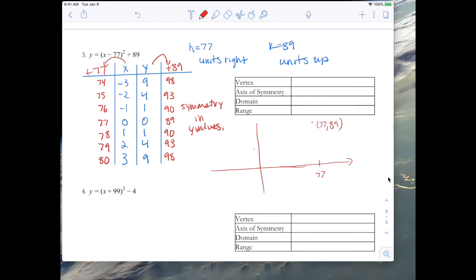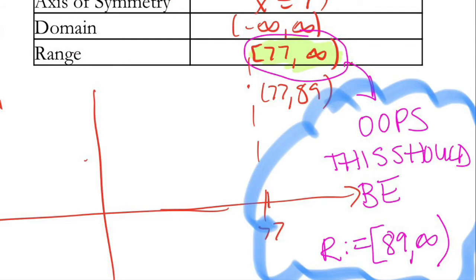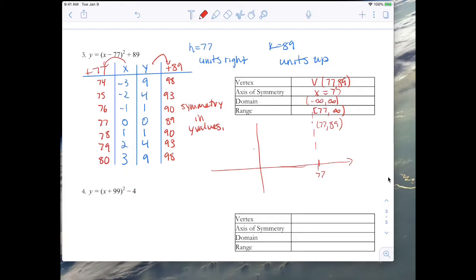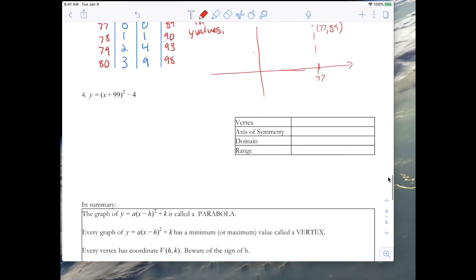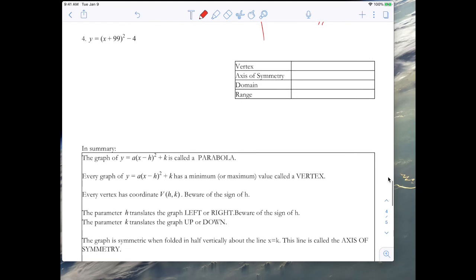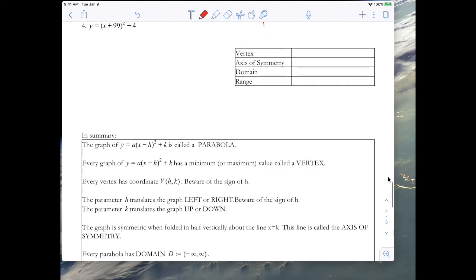What I'd like us to do, though, is write down the vertex, which is 77, 89. I know that the axis of symmetry is going to be x equals 77, right? The domain, -infinity to infinity. The range is 77 to infinity. And there we go. So again, I'd like you to pause the video, give this one a shot, and actually we can just do a quick summary now.